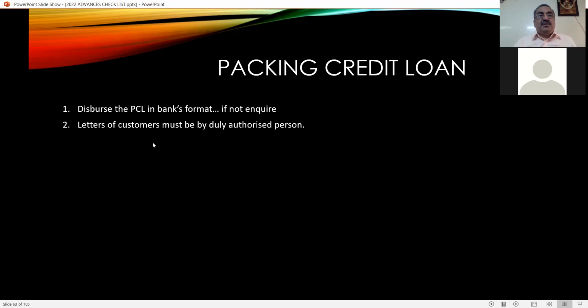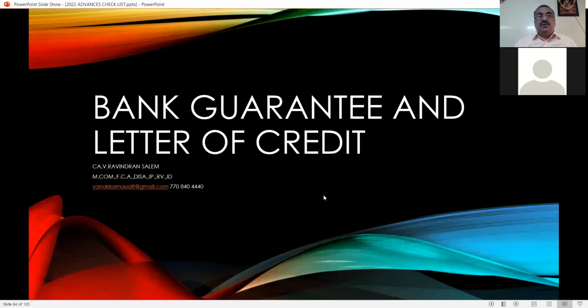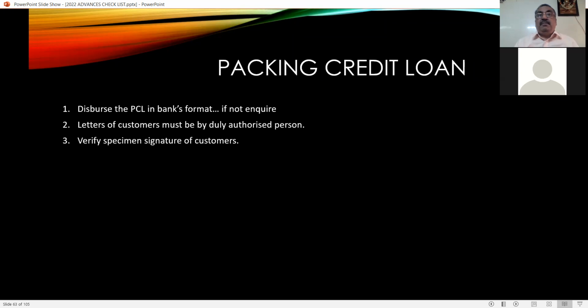And letters of customers must be duly authorized, done by the authorized person. That is, for the export order placement, sometimes the buyers place the order and maybe the staff would have executed the document. So the letter of authorization to the staff has to be obtained by the banker before they release the PCL. These are procedures. And verify the specimen signature of the customers. This is also only a procedure. This is what I want to say about the packing credit loan.